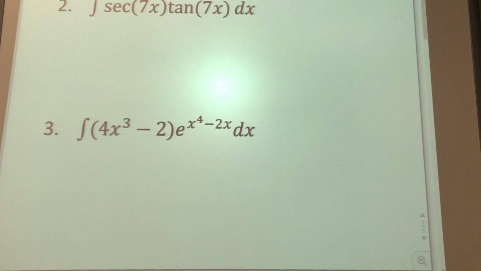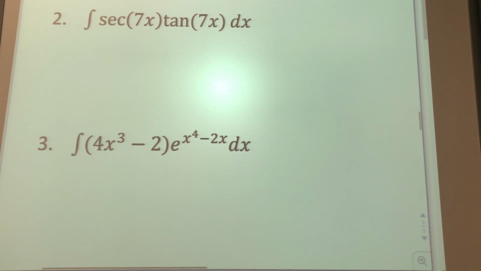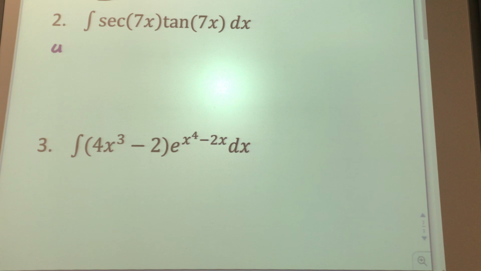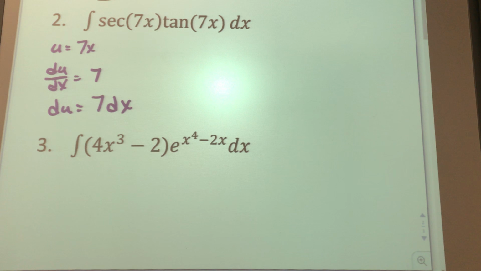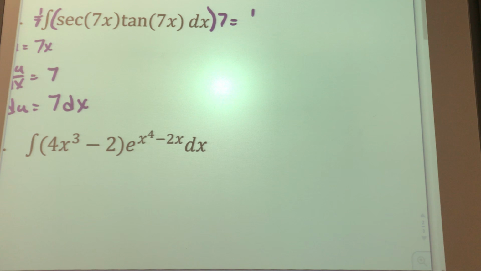On this one, we need to look at it and figure out what u is. Our inner function is going to be 7x. So the derivative of that with respect to x is 7. So du is 7dx. Alright, so we are missing the 7. So I'm going to multiply by 7. But to counteract that, I have a 1/7 on the outside. Alright, so I'm going to rewrite it with my changes applied.